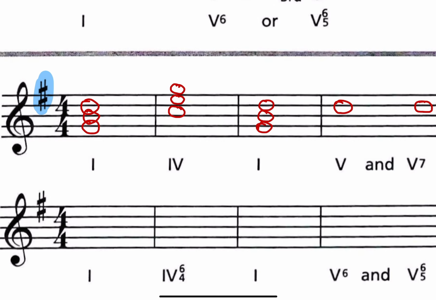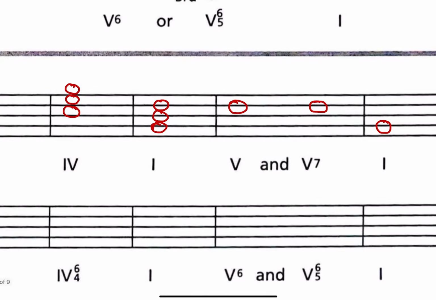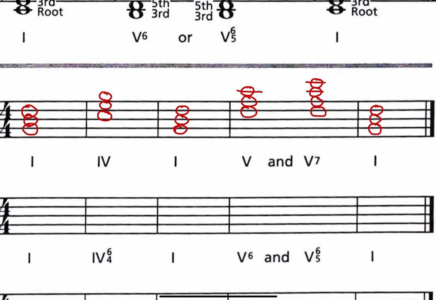G, B, D. Our 5 chord is going to have D skip E is F sharp, which is in the key signature, so we don't need any accidentals. And then F sharp skip G is A. For our 5/7 chord, it's going to start the same way, but then we also have to add the C up on the top. And then lastly, G, B, D.